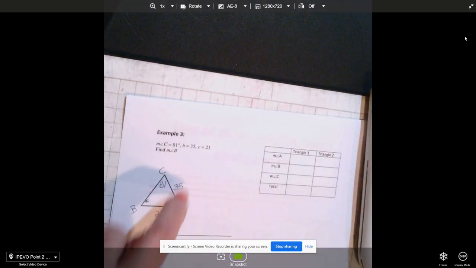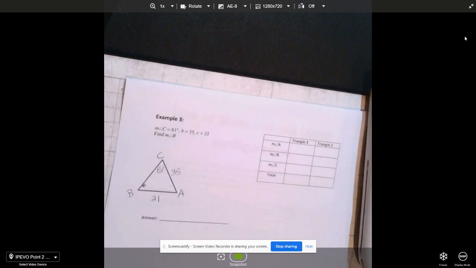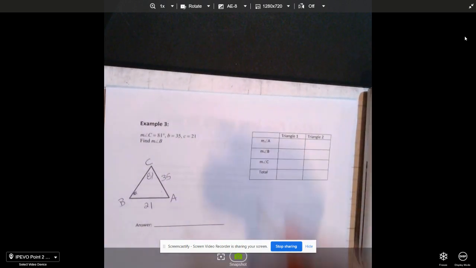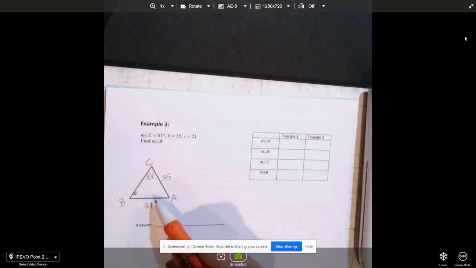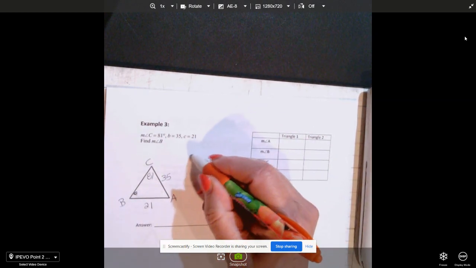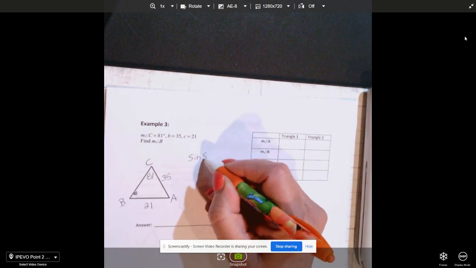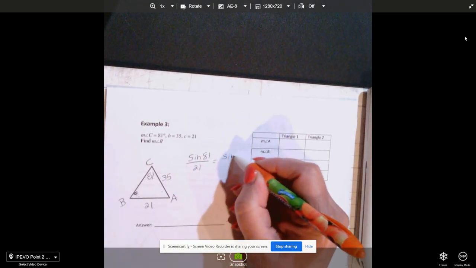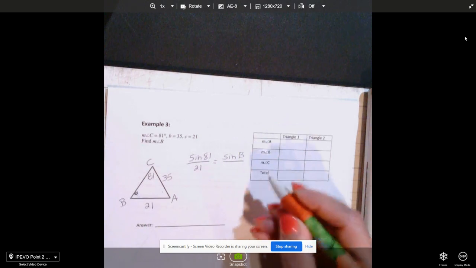Again, I have an angle-side configuration, so I know I'm going to have to consider both the acute angle and the obtuse angle that I get. I know this side, this angle, and this side, so I'm going to solve for angle B because that's the one that I don't know. So I'm going to say the sine of 81 all over 21 equals the sine of B all over 35.